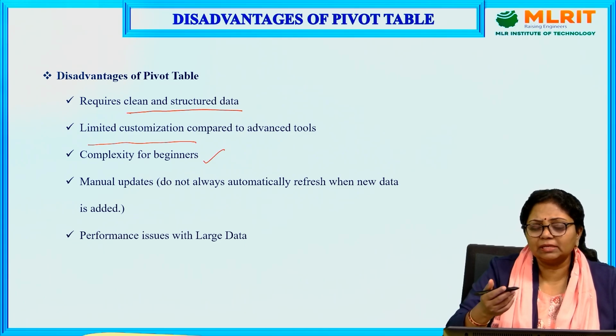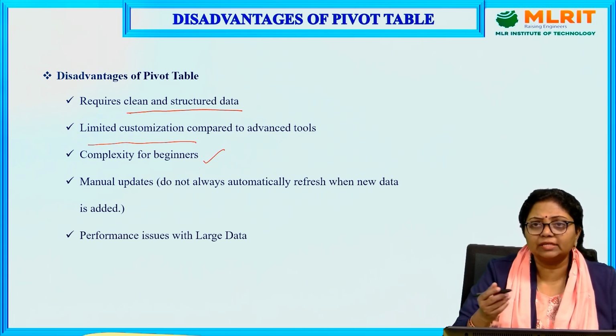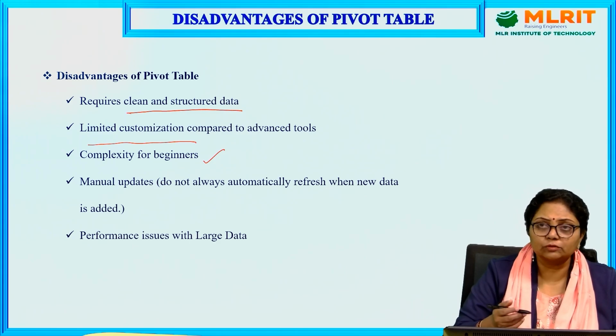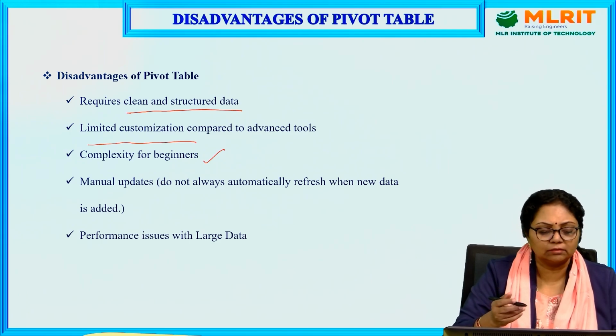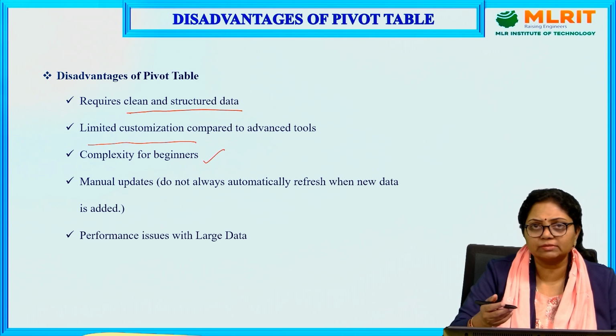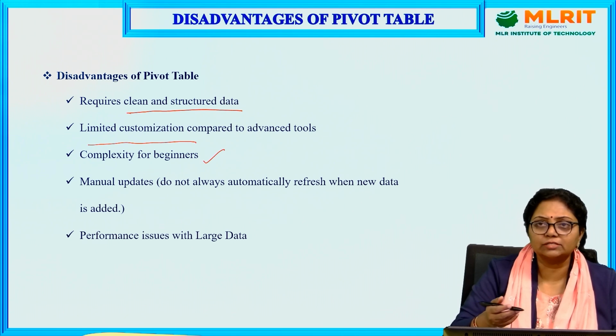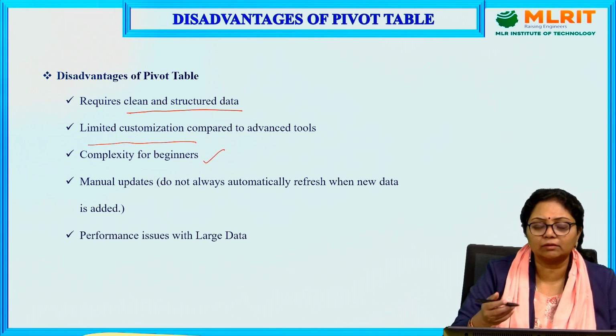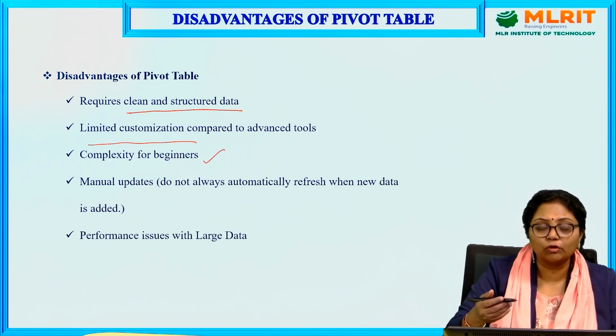Sometimes beginners may not understand whether to put the data in the rows or in the columns. When the data is kept in different positions, for example in the columns instead of the rows, or in the rows instead of the columns, the beginners will get a different kind of output. So there arises some kind of complexity.